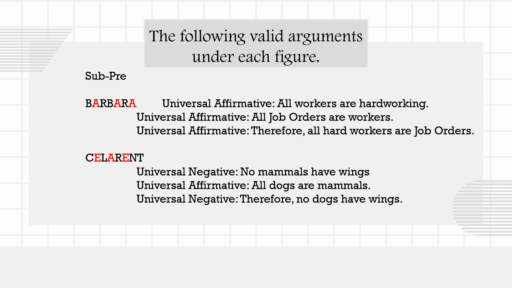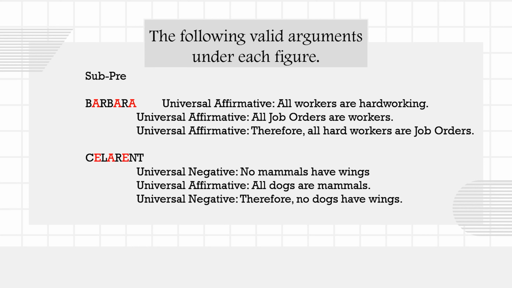The statement follows the Celarent syllogism, a valid form of categorical reasoning. It begins by making the universal negative claim that no mammals have wings, and then it states that all dogs are mammals, which is a universal affirmative proposition.